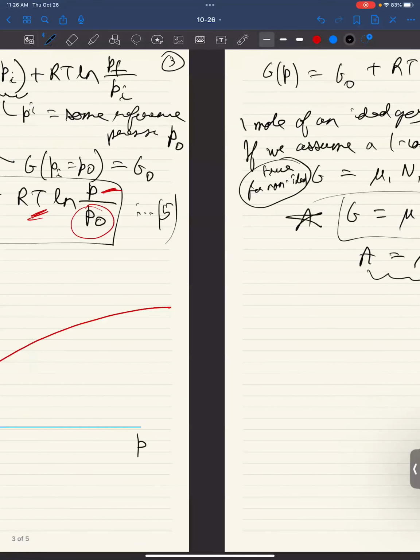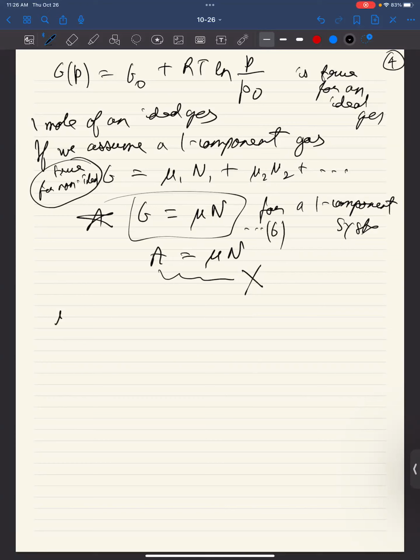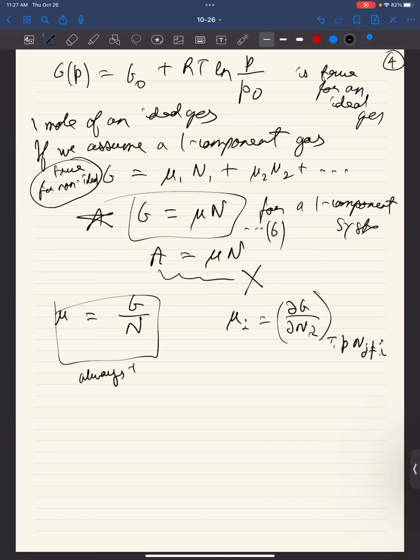So let's call this equation number 6. This tells us mu is equal to G by N. I point out this relation because you will see it in literature. When you read a paper on any chemical that you're working with, you will see mu is equal to G by N, if it's a one-component system. If it's not a one-component system, mu is not equal to G by N. If it's a multi-component system, then mu_i is equal to partial G by partial N_i at constant temperature, pressure, and all other N_j, j not equal to i, being held constant. That's the definition of chemical potential. This is always true for a one component system. It doesn't have to be ideal. It is true in general, okay?